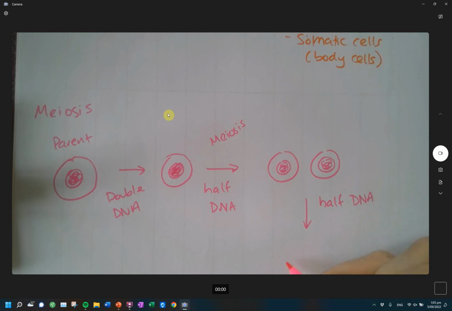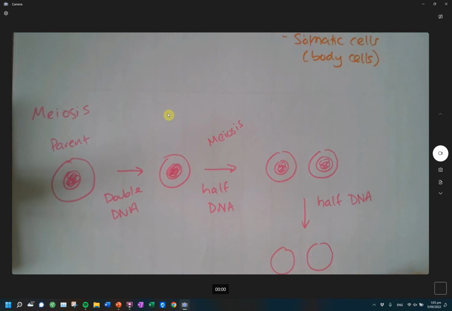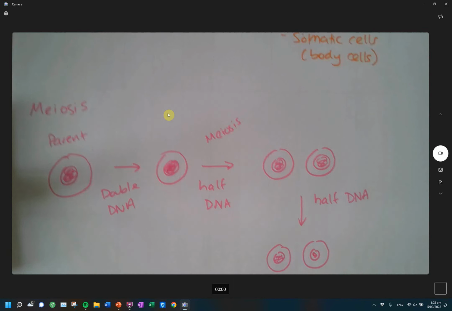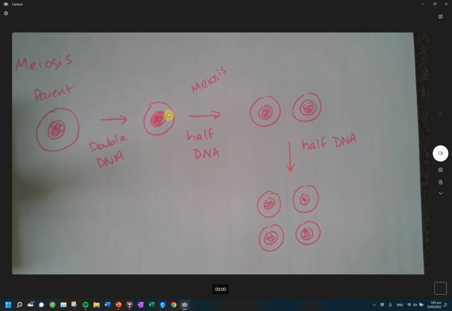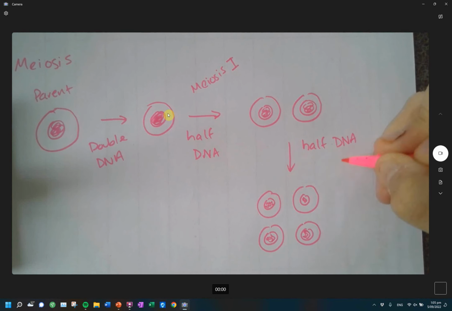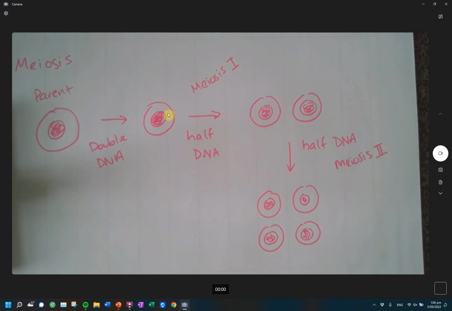So we have 4 cells. This is known as meiosis 2. So that's meiosis 1, this is meiosis 2. We have 2 cell divisions in this case, and we have 4 daughter cells. So we get 2 splits.